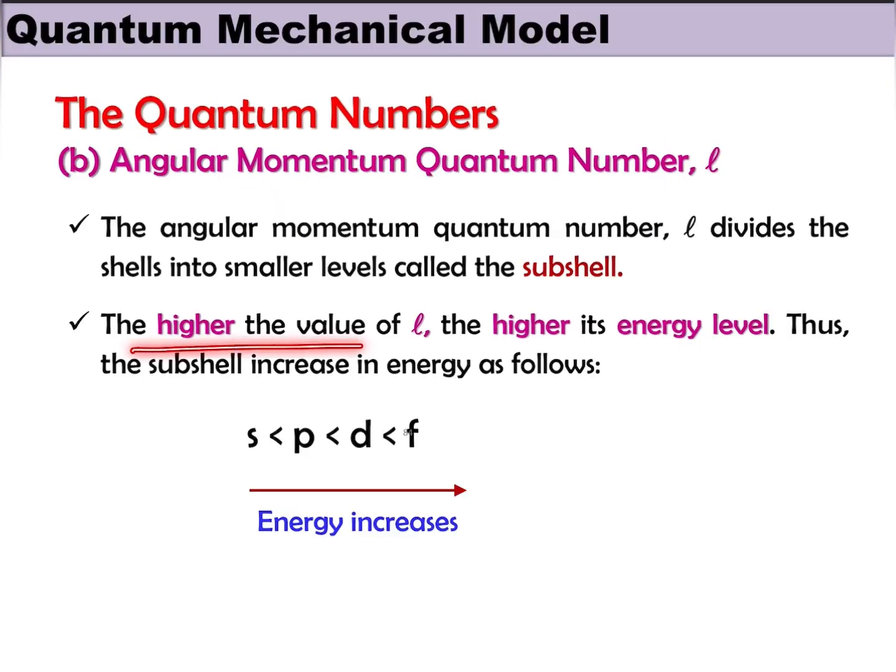The higher the value of L, the higher the energy level. Thus, the subshells increase in energy as follows: S, P, D, F, energy increases. So macam mana kita nak ingat? S, P, D, F. Saya pun dah fed up. Okay? So ini dia punya susunan in energy lah.